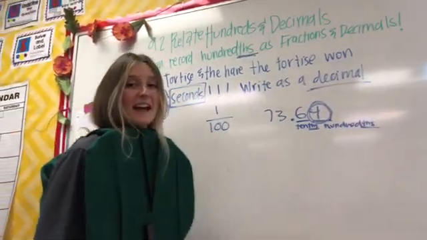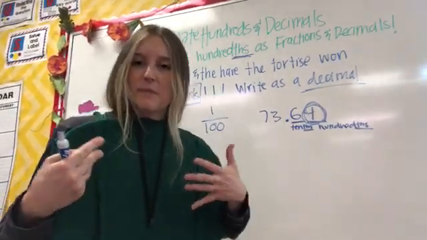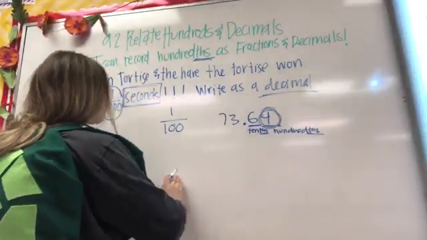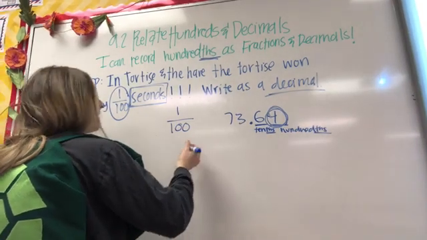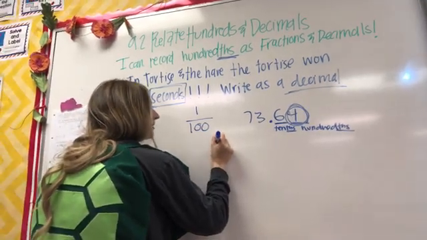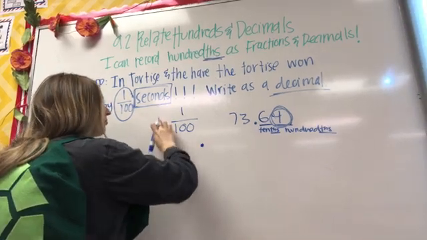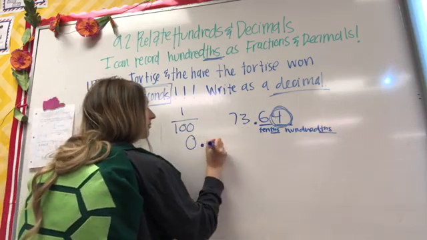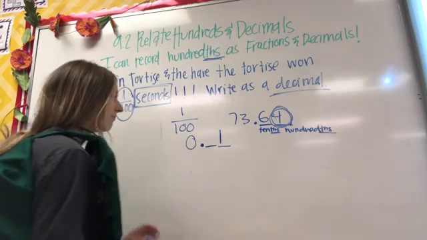So we want to see how fast the tortoise and hare won by. How much did the tortoise win by? Remember, this race was really close. How could we write 1/100 as a decimal? Well, we put our decimal place in, and we don't have a whole number, so you can put a 0 if you want. Then we want to put it in the hundredths place. So we put a 1 here.